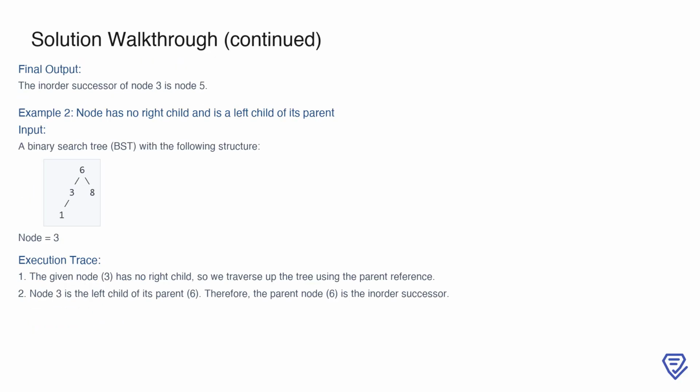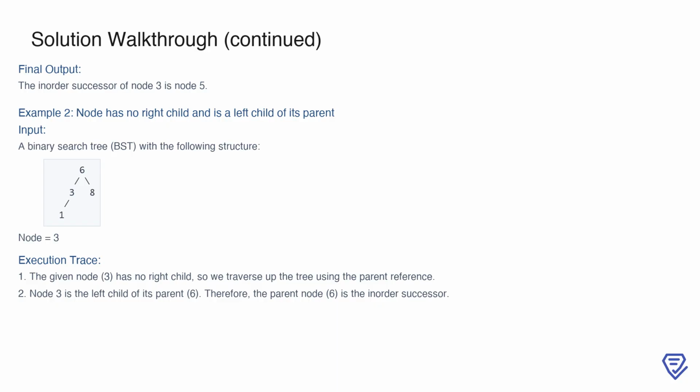Here, the final output confirms that the Inorder successor of node 3 is node 5. Now, let's move to a case where the given node does not have a right child. In this example, the input tree has the root node 6 with children 3 and 8, and node 3 has a left child, 1. The target node is 3.